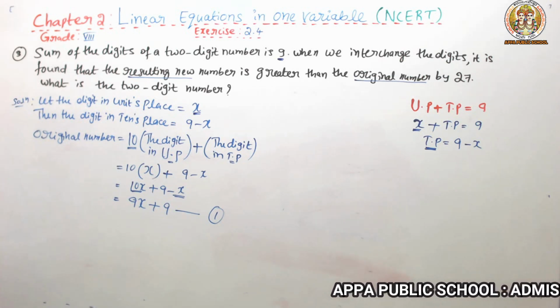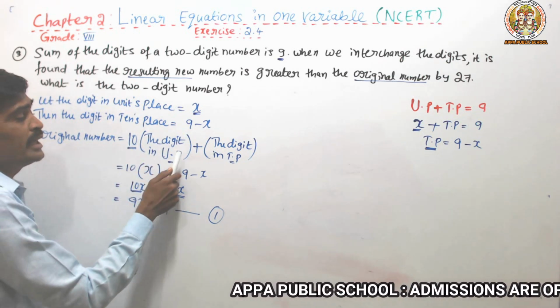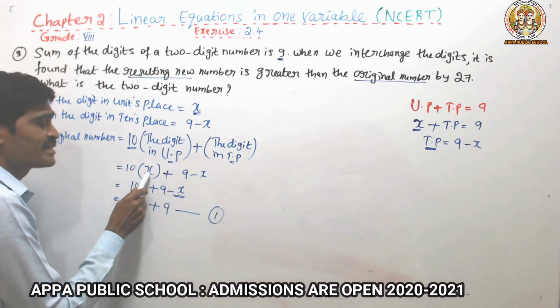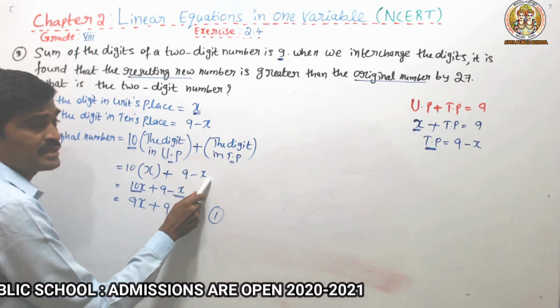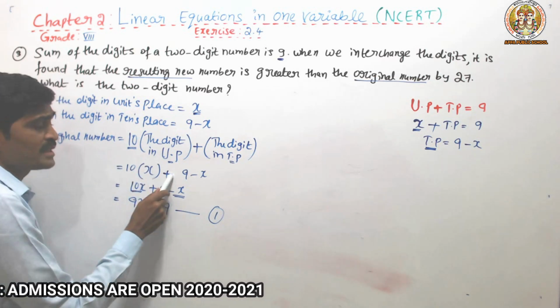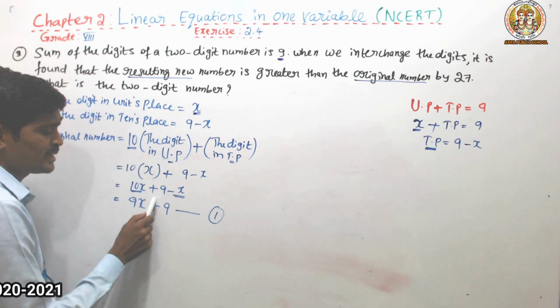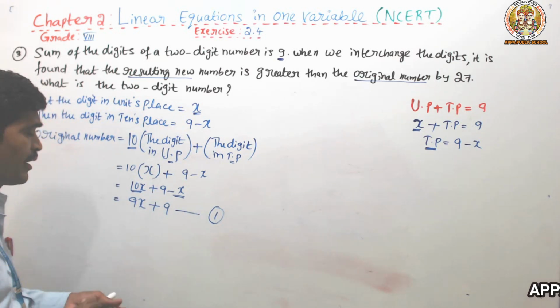Understood? I repeat, 10 into the digit in UP plus the digit in TP. So 10 keep as it is, UP means x, TP means 9 minus x. So 10 into x, 10x plus 9 minus x, keep as it is. 10x minus x should be 9x plus 9, equation number 1.